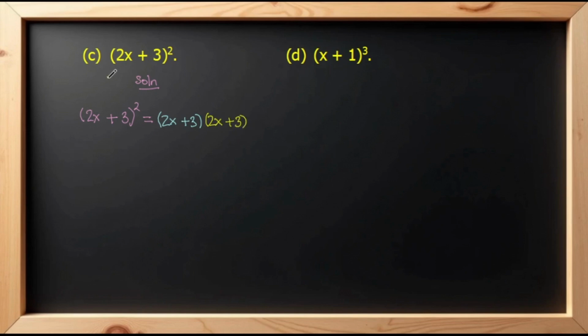Now this simply means if you have a letter A raised to power 2, the meaning of this is we are multiplying it twice by itself. So this is just exactly what we have done here.